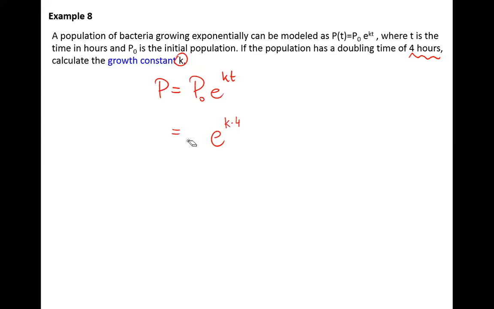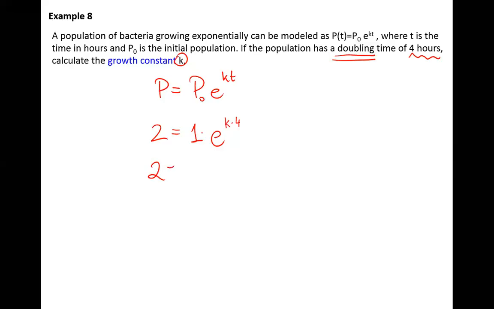What do you think? What shall I put instead of P sub 0, or instead of P? Because we're talking about doubling, of course, it means 2 and 1. If this is 1, it will double to 2. It doesn't matter if I put 100 or 200, 500 or 1,000. You learned that. 1 and 2 are the best numbers.